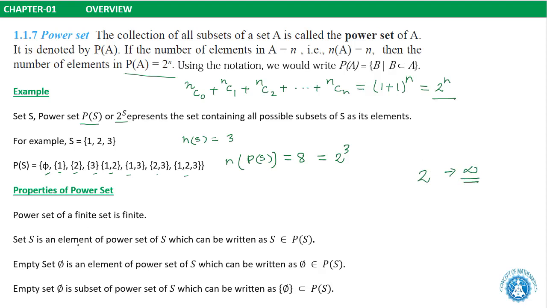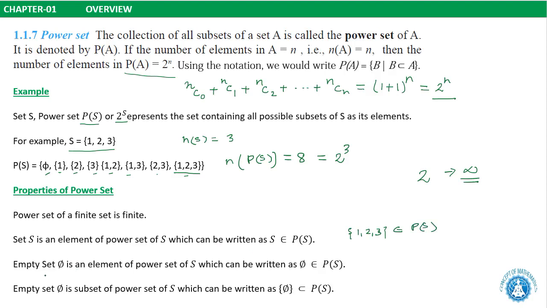Set S is an element of the power set of S, which can be written as S belongs to the power set of S, which is true, as in the given example S is written here. So we can write it as {1, 2, 3} belongs to, that is, it is an element of the power set of S.